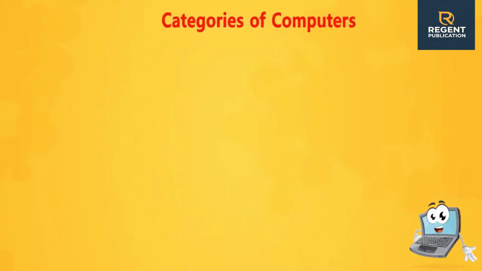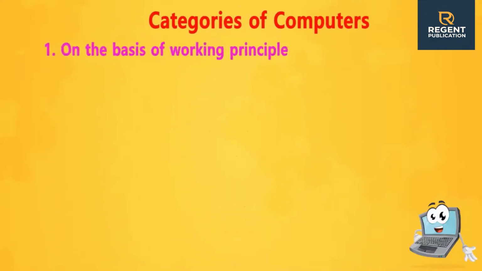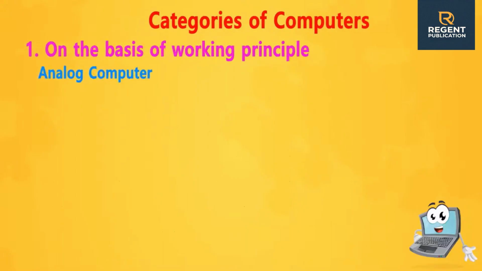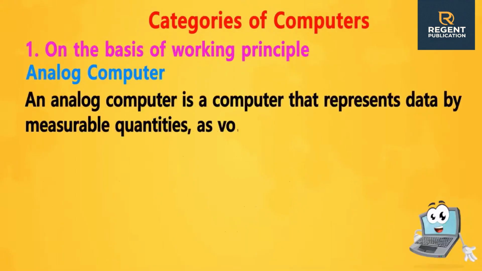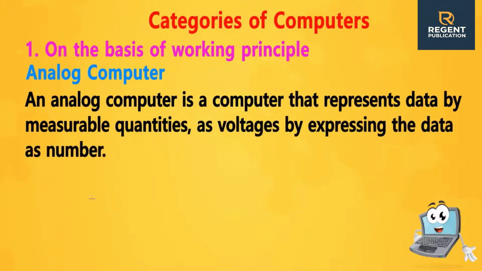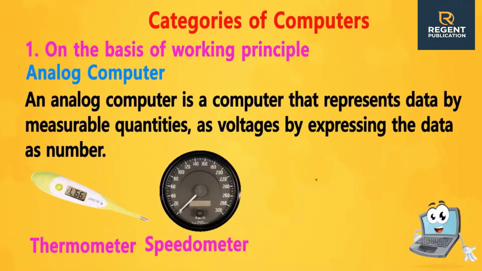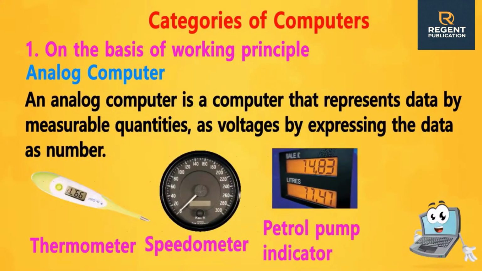Categories of computers. On the basis of working principle, analog computer. An analog computer is a computer that represents data by measurable quantities, such as voltages, by expressing the data as numbers.